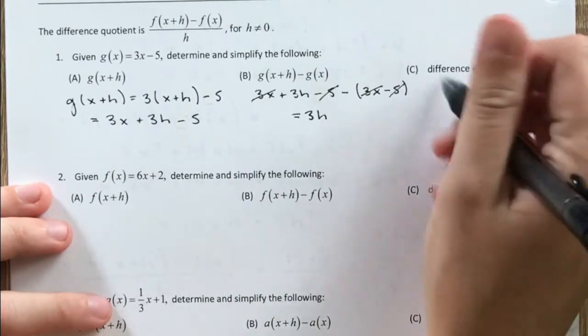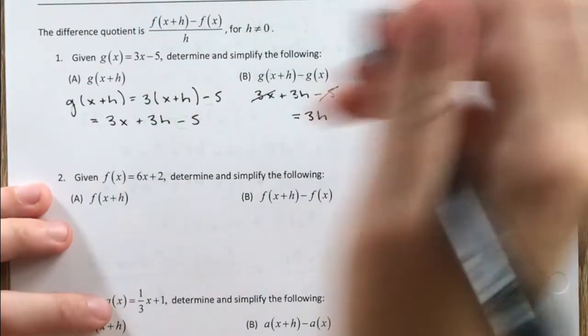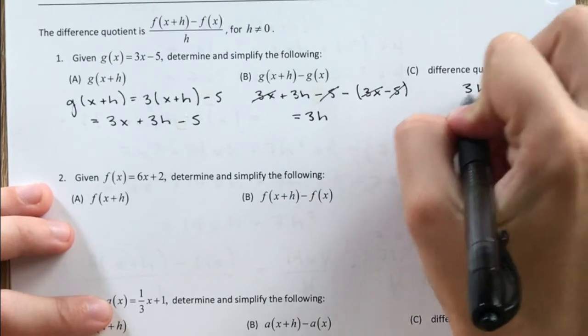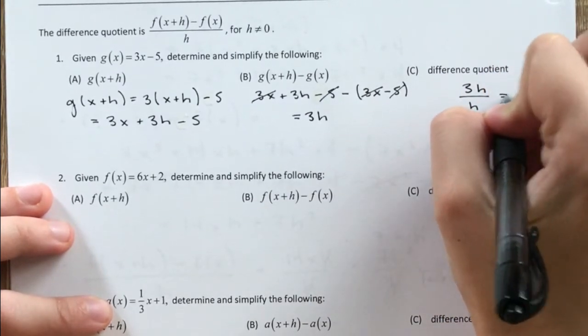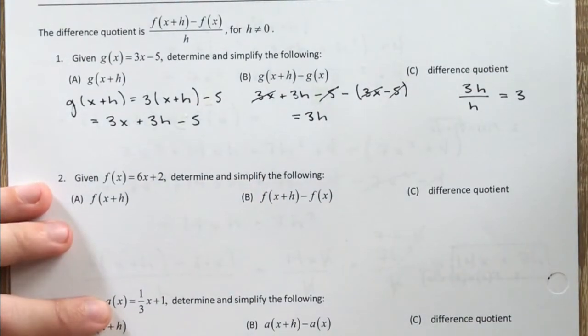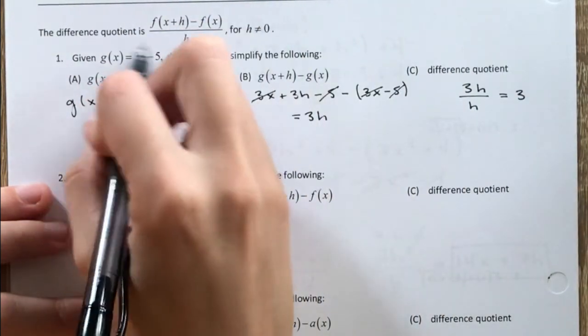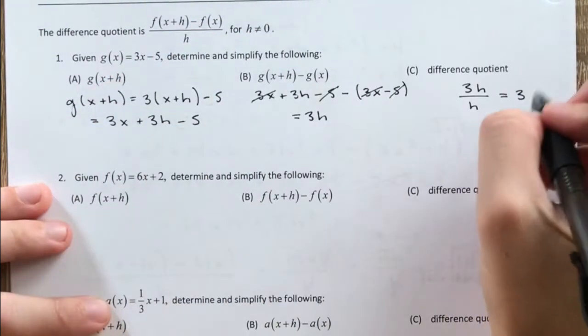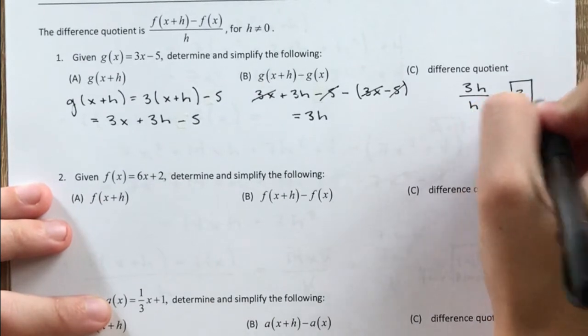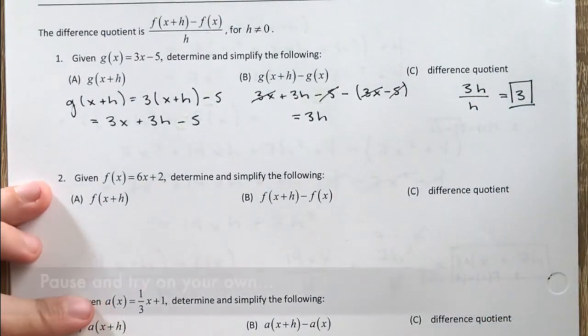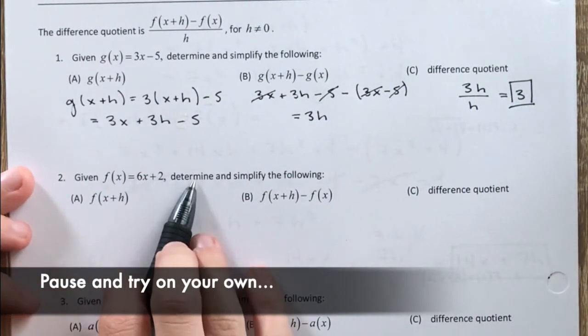Now our last step to get the full difference quotient was just to divide each term by h. So we just divide this by h and we get 3. So the difference quotient for this function, this line, is just 3. Okay, why don't you guys try number 2?